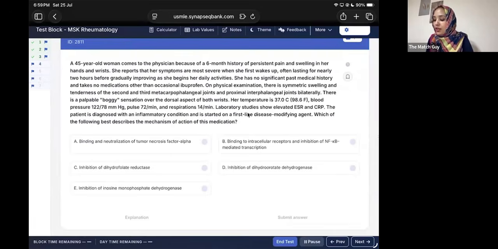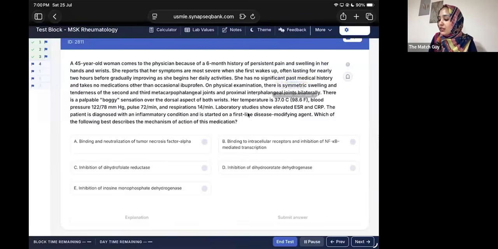Which of the following best describes the mechanism of action of this drug? So she's 45, with a 6-month history of persistent pain and swelling in the hands and wrists. She reports that the symptoms are most severe when she first wakes up, often lasting nearly 2 hours before improving gradually as she begins her daily activities. No significant medical history, no medications other than ibuprofen.